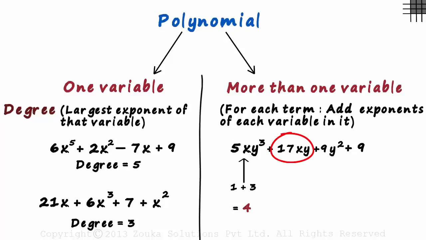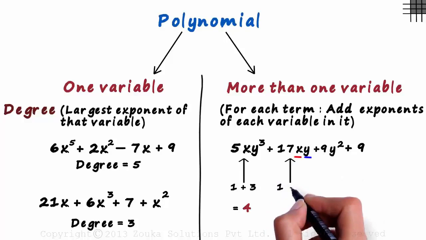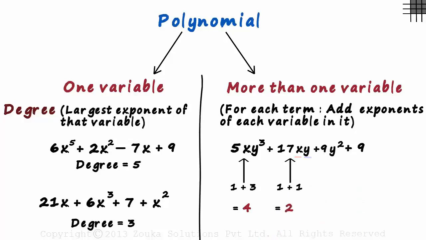Now we come to the second term. There are two variables, x and y, and each of them has an exponent equal to 1. Adding the exponents, we consider the exponent of this term to be 1 + 1, which equals 2. In the third term, we have just one variable. Its exponent will just be 2. And as we have no variables in the last term, its exponent will be 0.